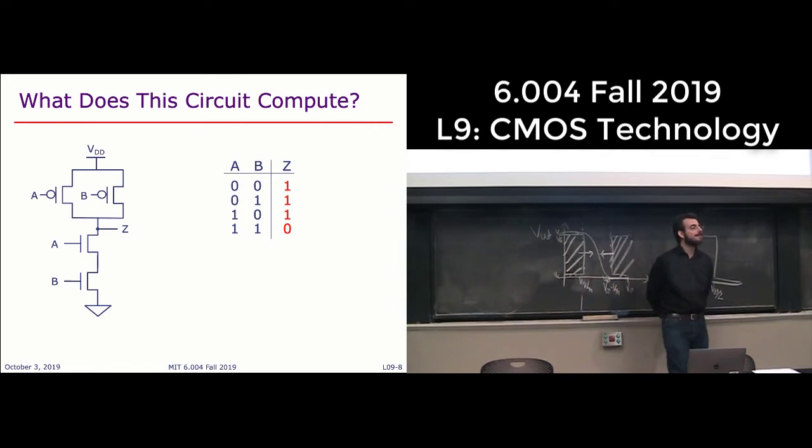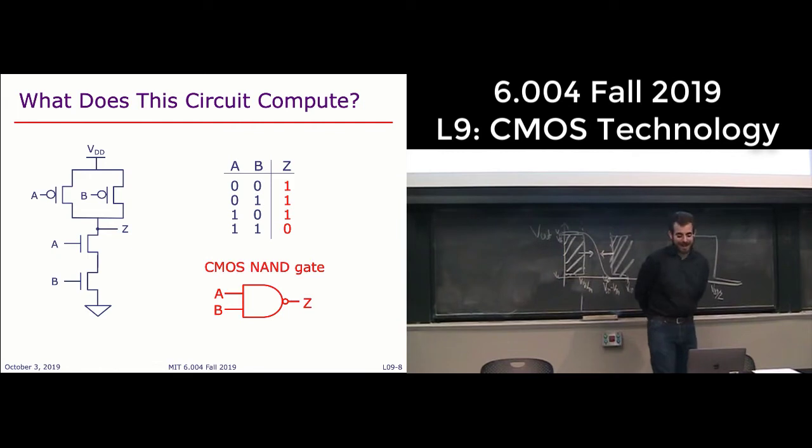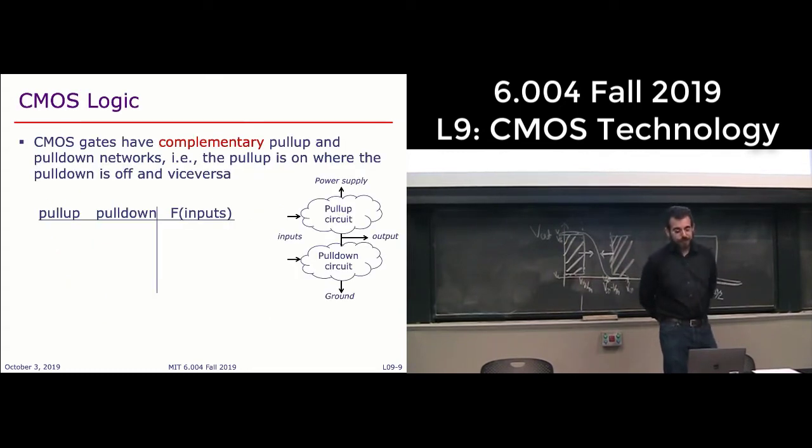What function is this? We've seen this already, right? Remember this truth table? What gate was this? An AND, yes, it's a 2-input NAND. CMOS NAND gate. We have this symbol, and of course, always remember the bubble.